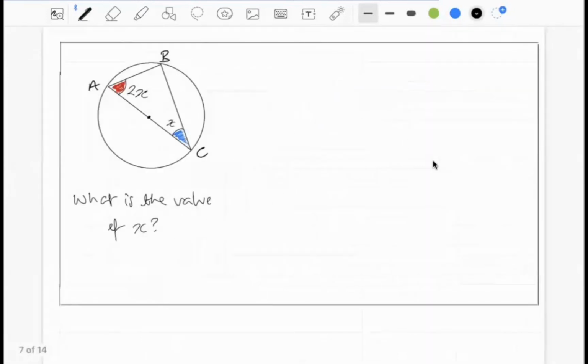Okay, perfect. Next question. What is the value of angle X? So here we are going to use the rule that the angle in a semicircle, which I'm outlining here in green, the angle in a semicircle is always 90 degrees. So angle ABC is going to be 90 degrees.